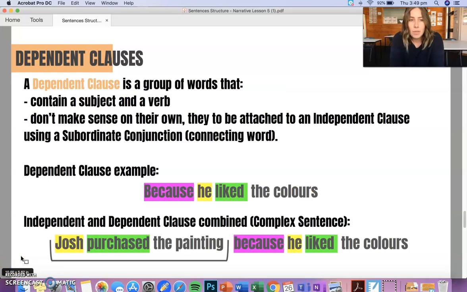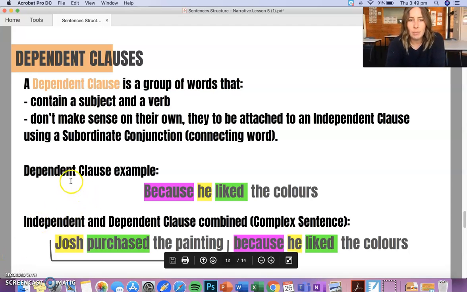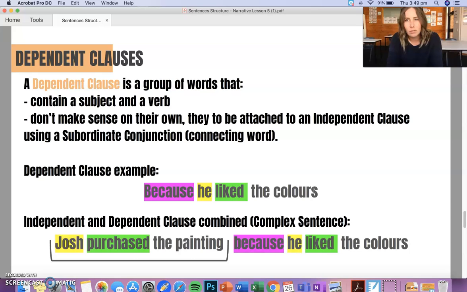We've had a look at an independent clause, which, to remind you, is a sentence that makes sense on its own. What we're looking at now is a dependent clause. A dependent clause is a group of words that still has a subject and a verb, but it doesn't make sense on its own. You actually need more information to understand it. In the example here, the dependent clause is because he liked the colours. When you read that, you're like, what? I don't understand. The colours of what? So you need more information to understand it.